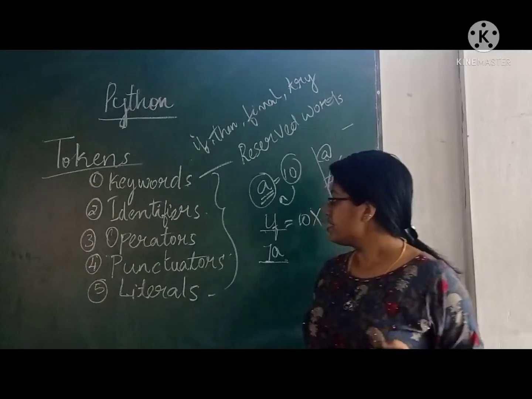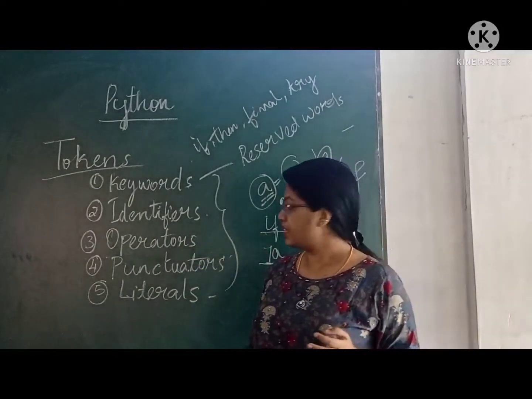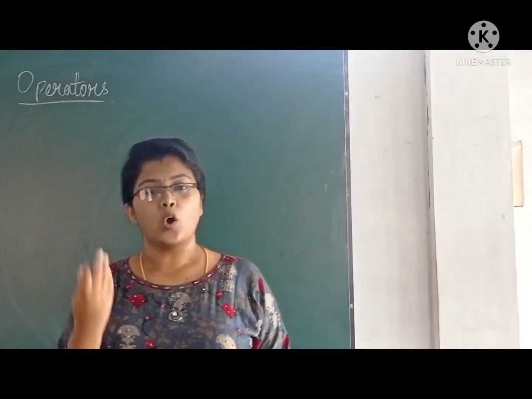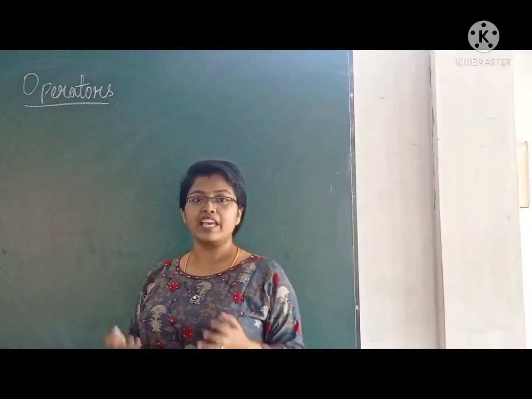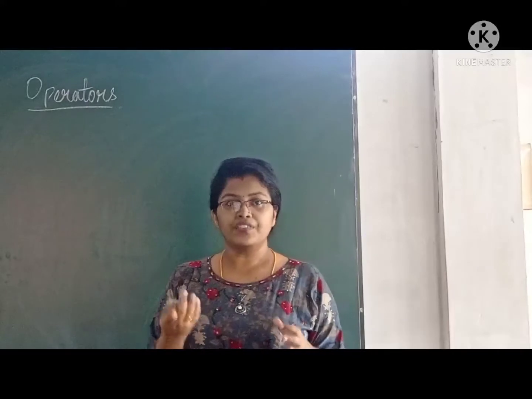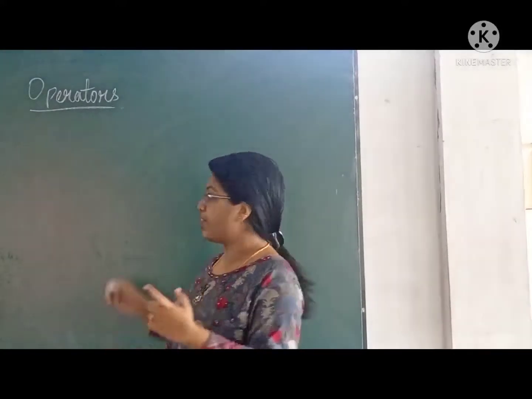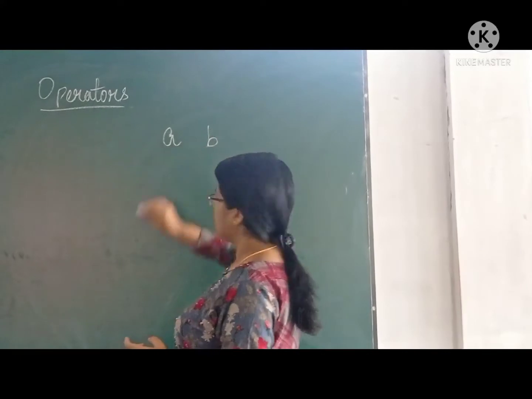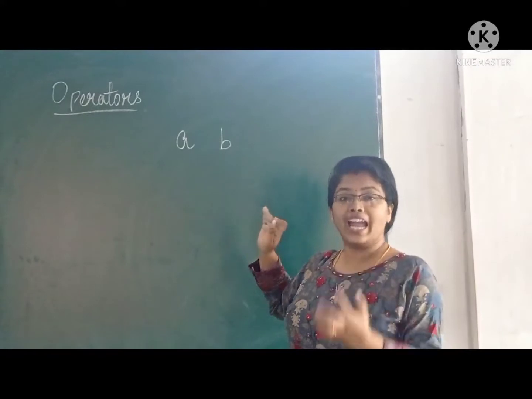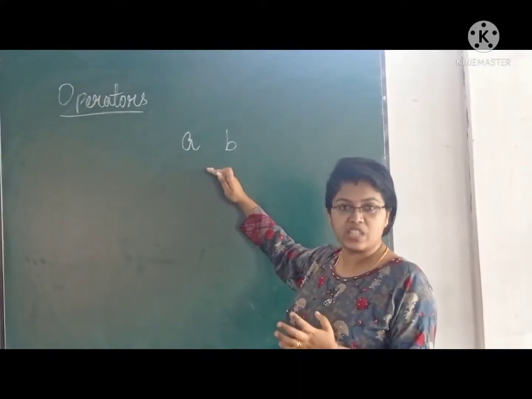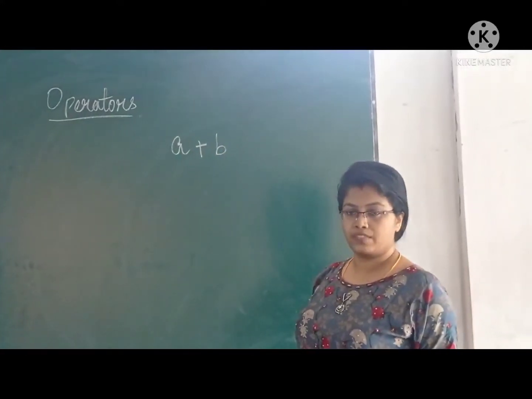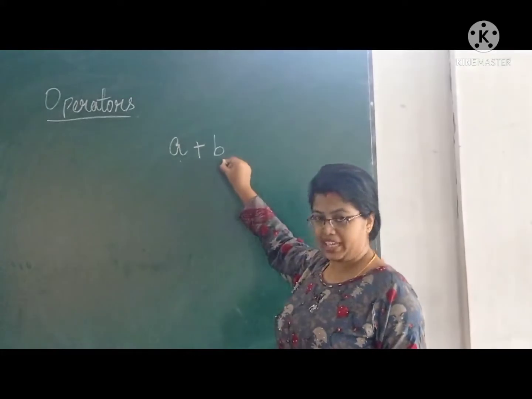That is identifiers. Then comes operators. Operators are used when we want to perform some operations or actions on variables. There are different types of operators, and we use them to perform the action on those variables. For example, if you want to add A and B, these two variables, we use plus, which means we are adding A and B.